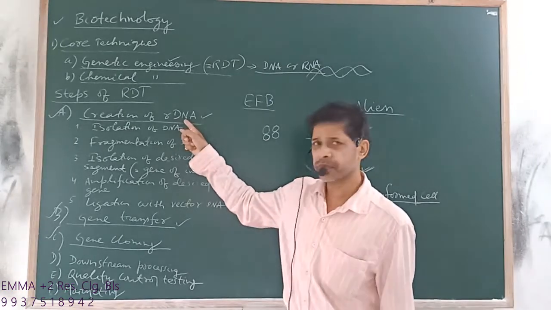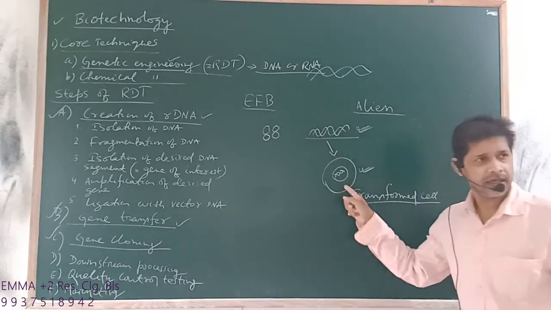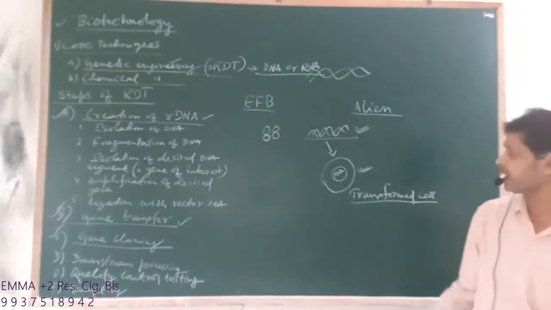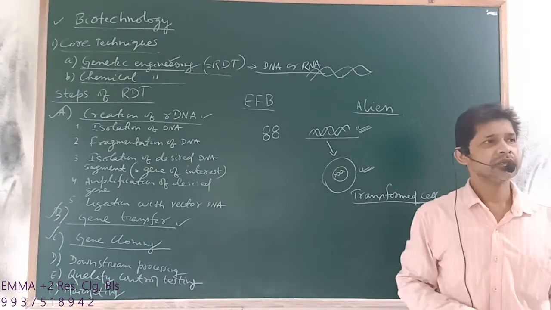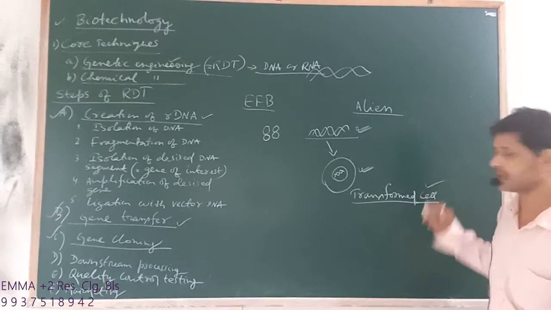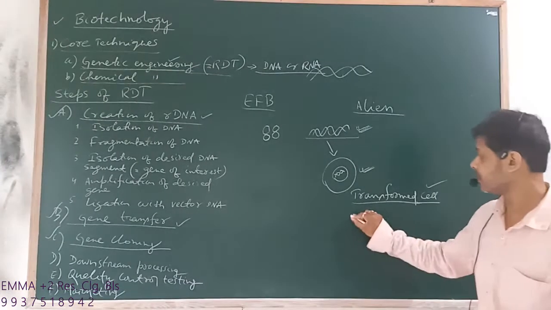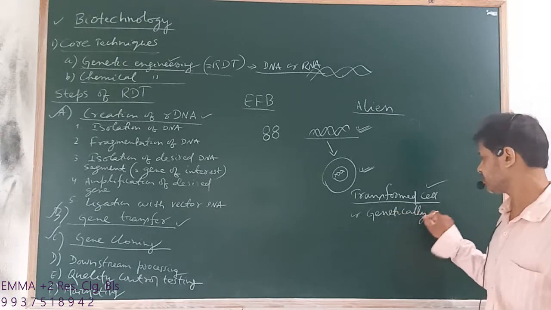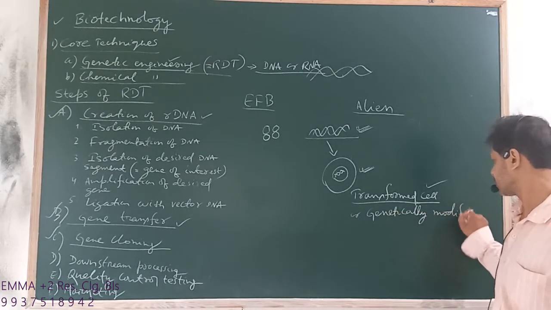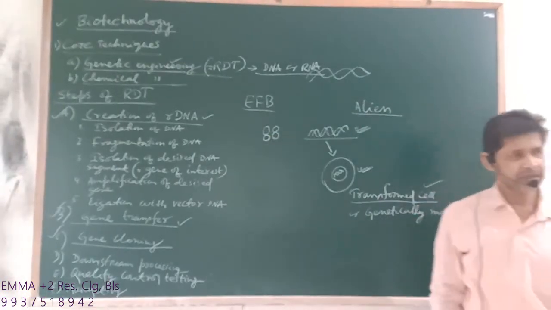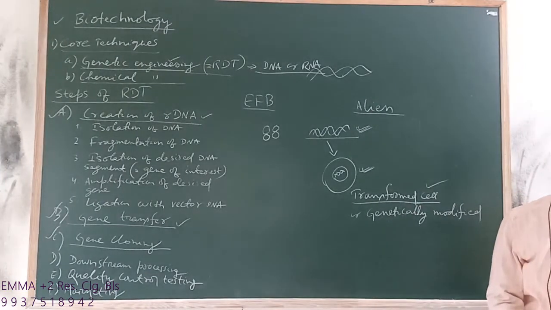So introduction of recombinant DNA into a cell is gene transfer. Or I can say the process is called transformation. The cell is called a transformed cell, or I can say it is genetically modified. In the definition of genetic engineering, I told you, genetic engineering involves changing the chemistry of the DNA.